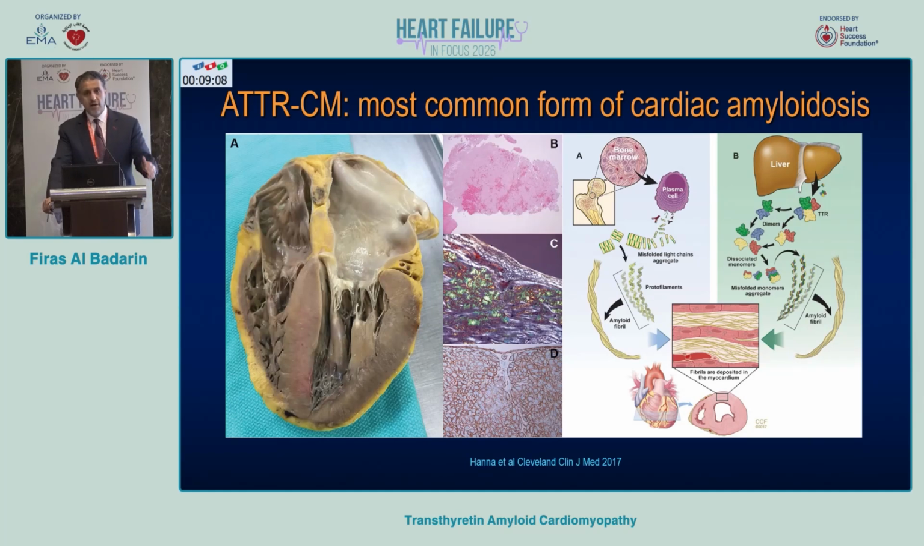And TTR is a naturally occurring protein that we all have. The problem in ATTR cardiomyopathy is this tetramer dissociates into monomers, and when these monomers unfold, they cannot go back and form the tetramer. So these unfolded monomers start to deposit in amyloid fibrils, and these are the fibrils that deposit in the myocardium and cause all the downstream consequences.